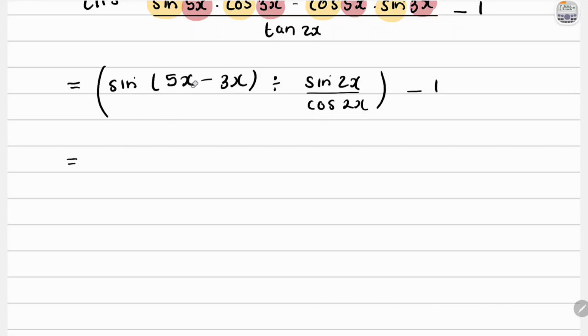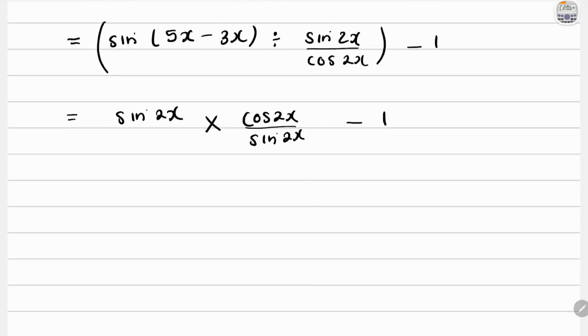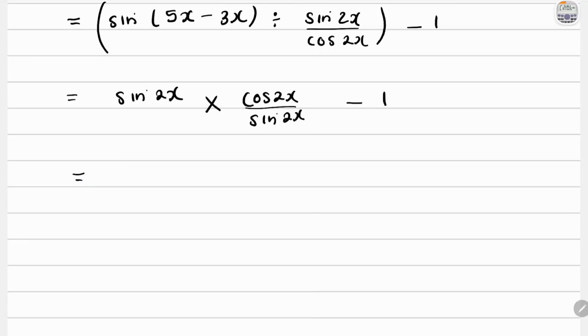So this gets reduced to 5x minus 3x, which is 2x. So that's sine 2x divided by a fraction, so you can tip and times. You tip by swapping the numerator and denominator of that, and then you change your division to a multiplication sign. So we have that, and we have minus 1, of course. Now, do you see that we can actually cancel the sine 2x diagonally? They would cancel, and so you're left with only cos 2x minus 1.